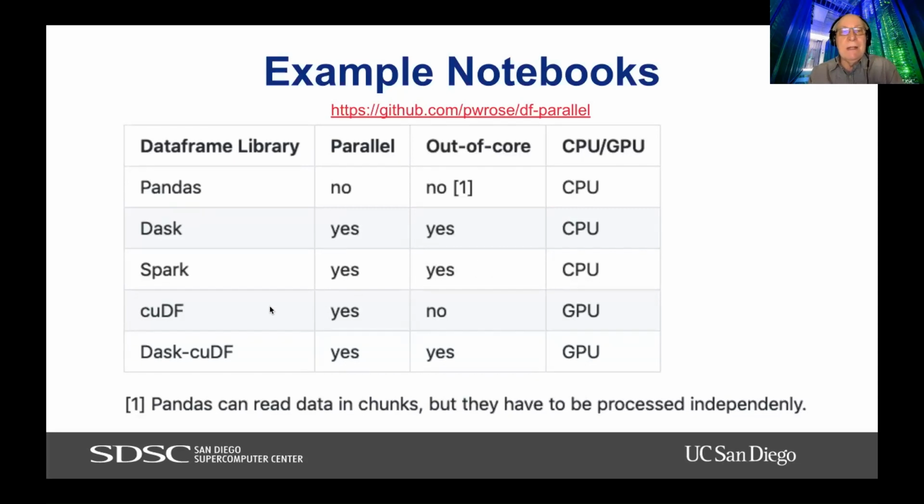Then we're looking at GPU-powered data frames. CUDA-DF, again, runs in parallel on the GPU, but it will run out of memory. And then lastly, we look at Dask CUDA-DF, which has the best of both worlds. It runs in parallel on GPU and it doesn't run out of memory.